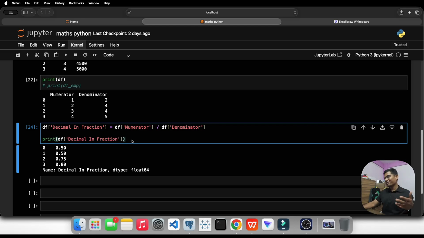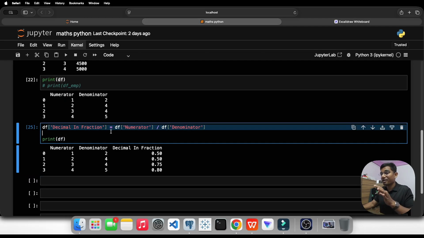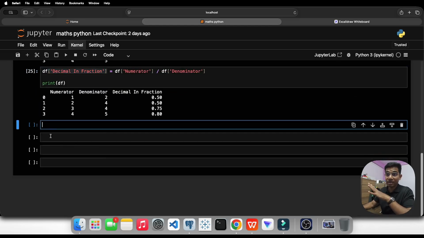That's it. But if I ask you, I need all the three columns, numerator, denominator, and this column that you have made here, simple, you will say this column is a part of this data frame, so I want to print the whole data frame, right? Execute it, you got the output, numerator, denominator, and decimal in fraction, right? This is how we can represent a data frame, and you can represent an individual column as well. Okay, this is what fraction means, simple as it is. So we have learned fraction and decimal.